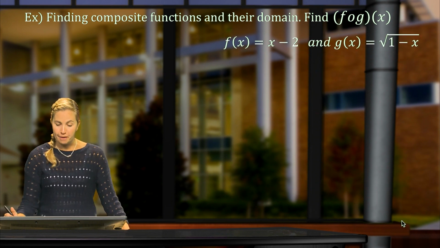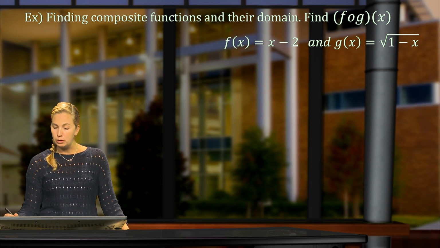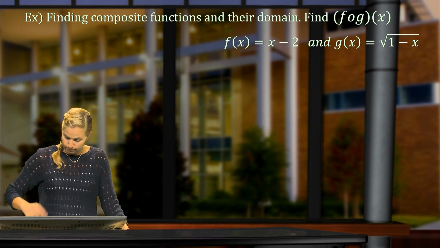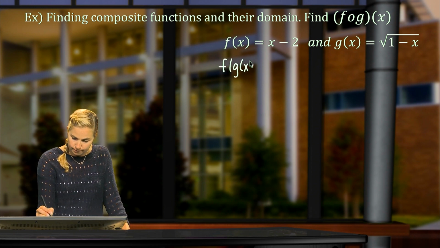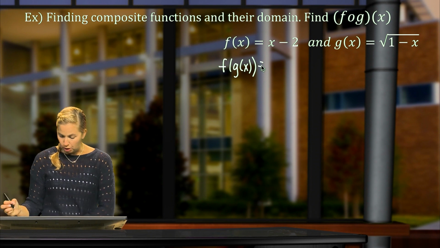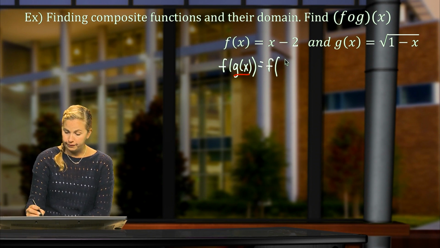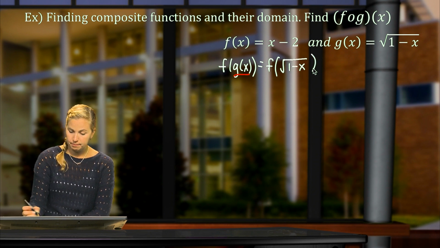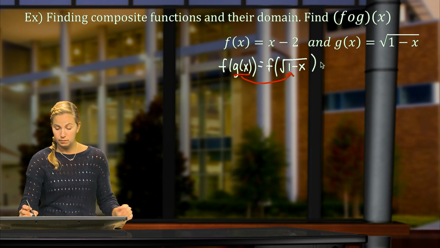Let's look at another one. f of x equals x minus 2, and g of x equals the square root of 1 minus x. Again, finding f of g of x, we start by replacing what g of x is. This is f of the square root of 1 minus x. Again, that g of x, we just substituted in what it equals.